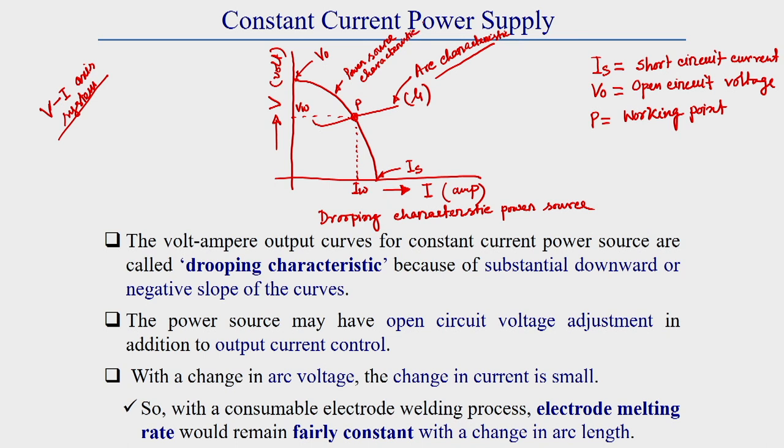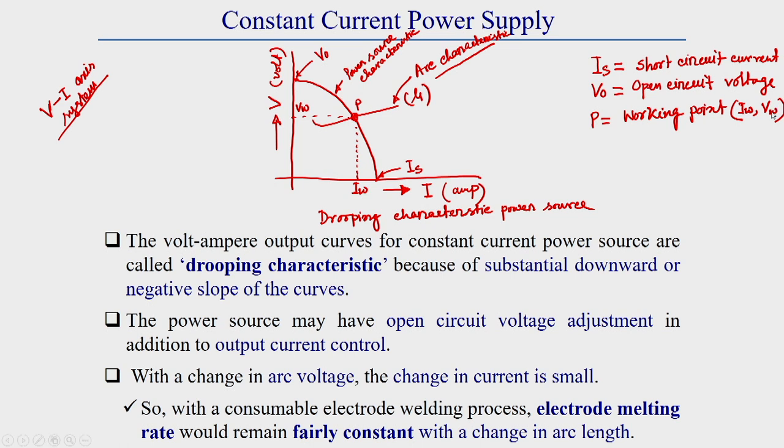This is generally called the power source characteristics, and this is generally called the arc characteristic curve. So, this crossing point is called the working point. Here it generally represents the working voltage, that means welding voltage and welding current. The point should be IW, first the horizontal axis, then the vertical axis.